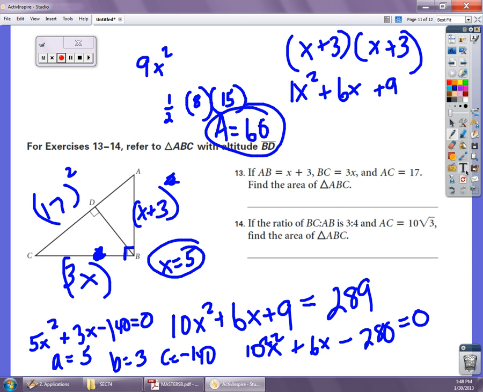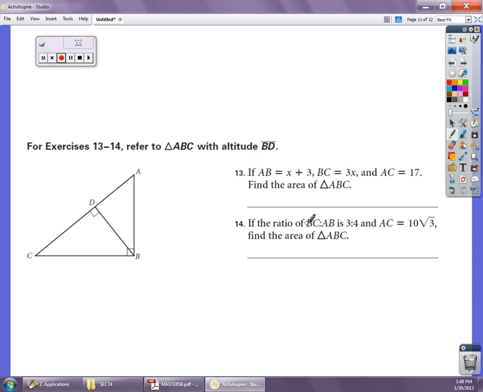So the next problem, make sure you pause it and go back if you need to, is asking you if the ratio of BC to AB is 3 to 4. So BC to AB is 3 to 4. So 3x and 4x. And we know AC is 10 root 3. Find the area again. So we got to find out what x is. So we're going to do exactly what we did before. We're going to square this and square this. When you square 3x squared, you get 9x squared. When you square 4x squared, you get 16x squared.